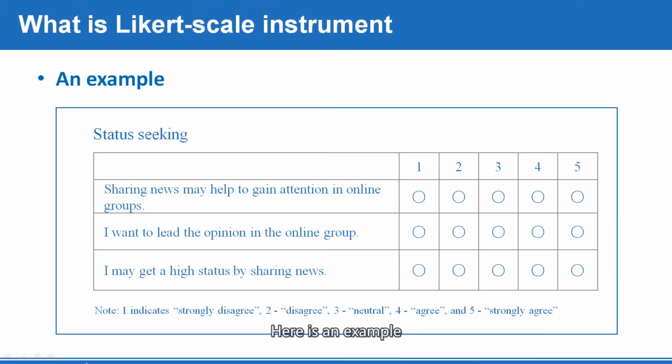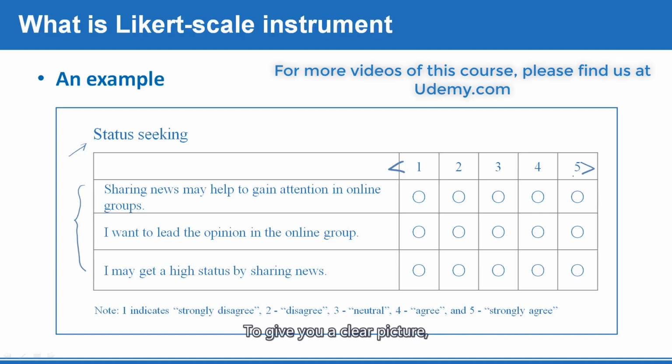Here is an example. In our study about news sharing in social media, we have an independent variable named status seeking. And through these statements, we try to measure to which degree the user intends to seek status by sharing news in social media. Here, 1 to 5 indicate strongly disagree to strongly agree, respectively. To give you a clear picture, I'll show you a complete questionnaire.